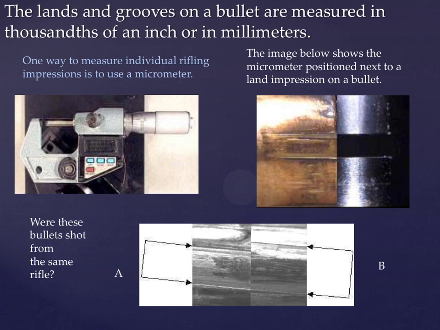It's a micrometer. So you put your bullet or even your barrel between these tiny little arms. This picture right here shows an up close of those arms. So here and here.